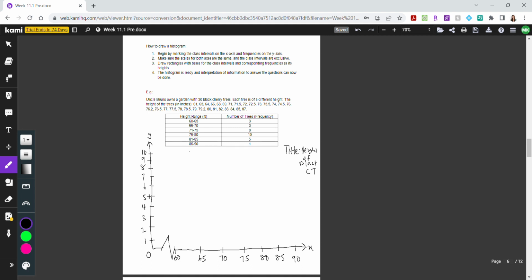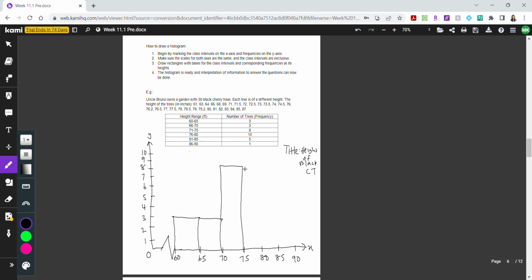Okay, so now let's get to drawing your bars. From 60 to 65, I have 3 people. So it should be about from here, here, and then 66 to 70 would be the same thing, 3. So here. Again, use a ruler when you're drawing. Alright, and then from 71 to 75, we have about 8. So it would be around here.